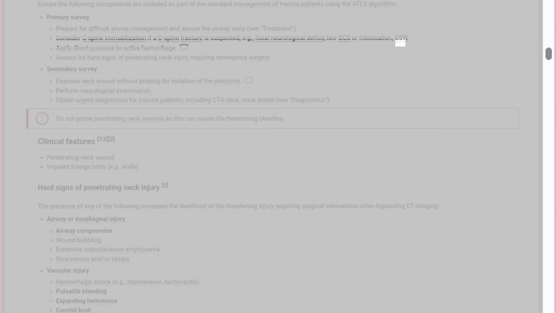Apply direct pressure to active hemorrhage. Assess for hard signs of penetrating neck injury requiring emergency surgery. Secondary survey.